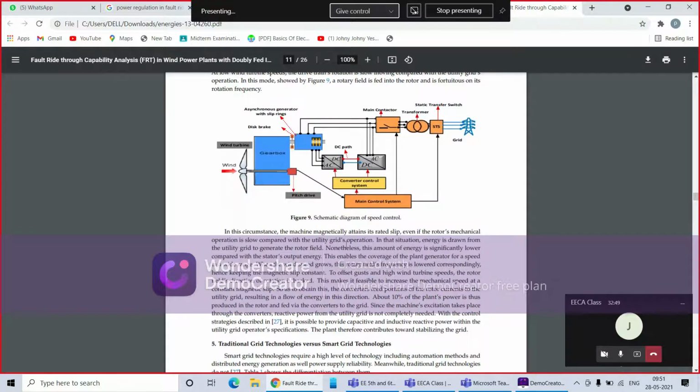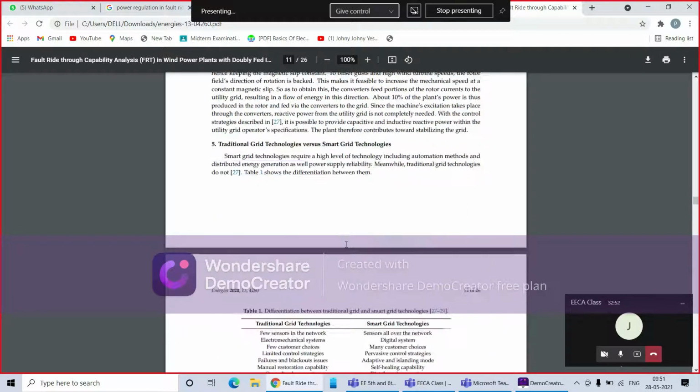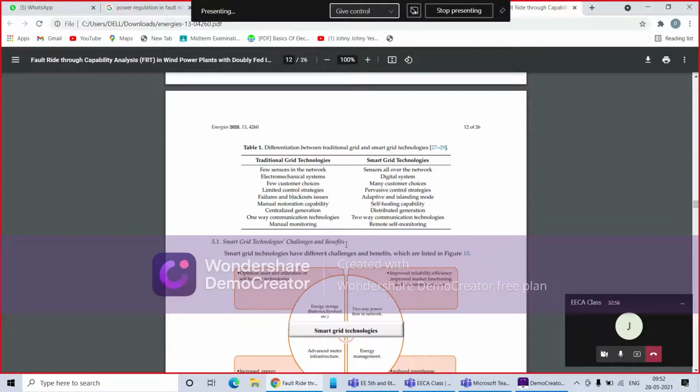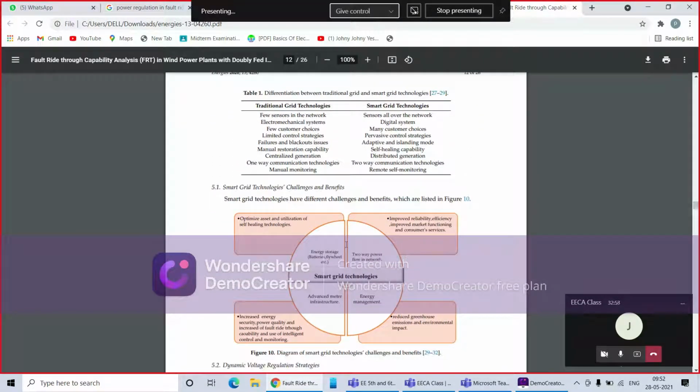So that was a small glimpse of the kind of power plant you are having. Now we will talk about the technologies. What were the traditional technologies? And now you all know we have smart grids, where everything is controlled automatically. So what are the differences, as we have gone from traditional grid technologies to smart grid technologies?